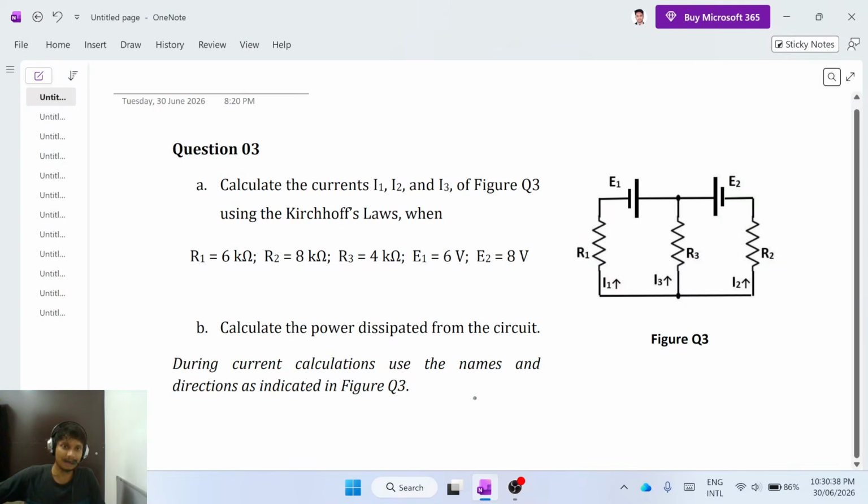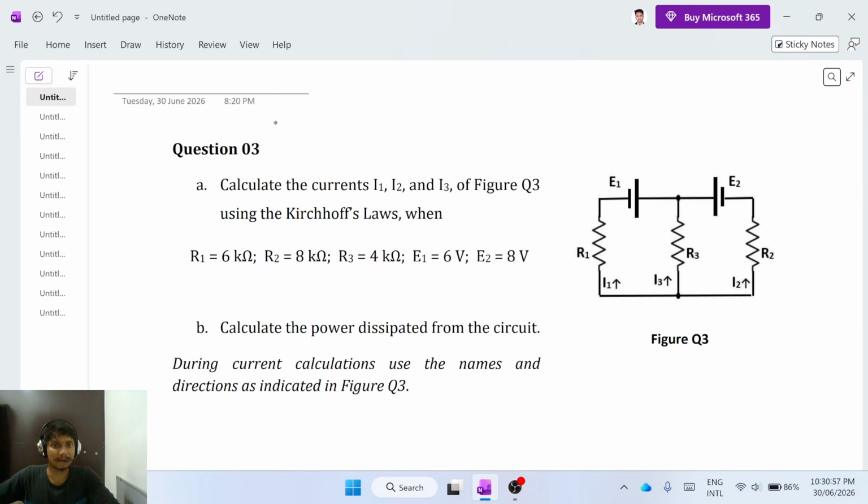Okay, welcome back. Now we are going to discuss question 3. EB 3210, Theory of Electricity, the model paper question number 3. We have already discussed question 1 and question 2. Now we are going to discuss question 3.